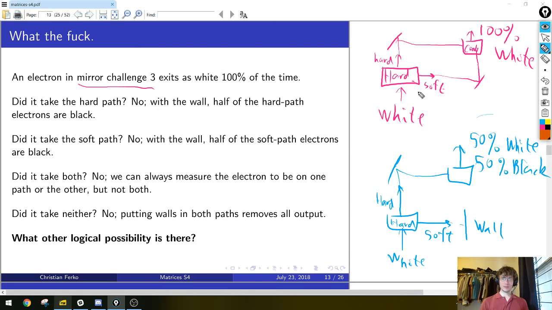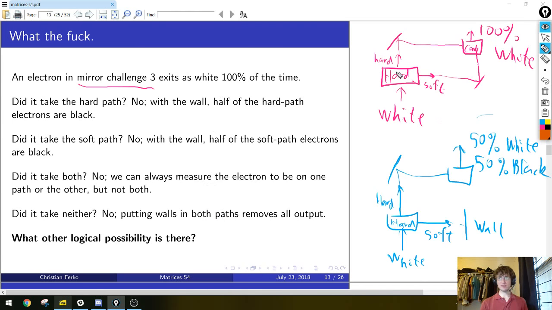Now we're going to think about the first case, the mirror challenge 3, where the electrons all exit white. And we're simply going to ask, which of these two paths did the electron take? A very reasonable question. Was the electron here, or was it here? You can imagine sending them one at a time, so there's no beam. The electron has to be somewhere. It's either here or here. We're going to rule out every logical possibility one at a time. So we send in a white electron and ask, did it take the hard path?